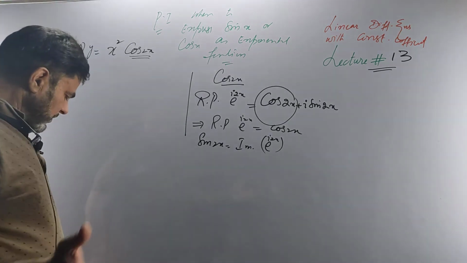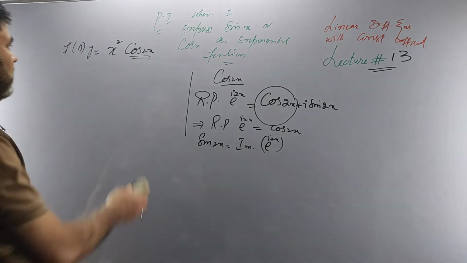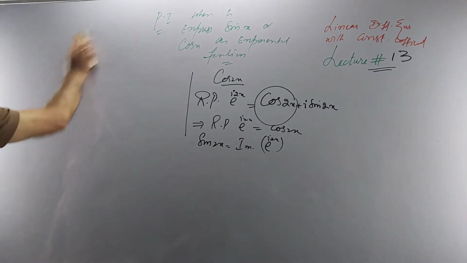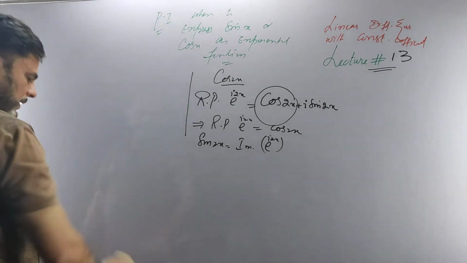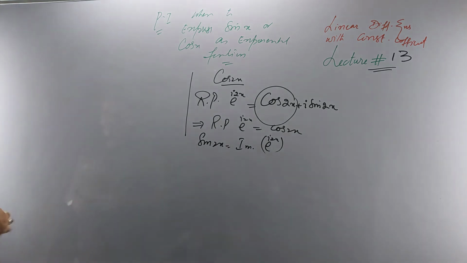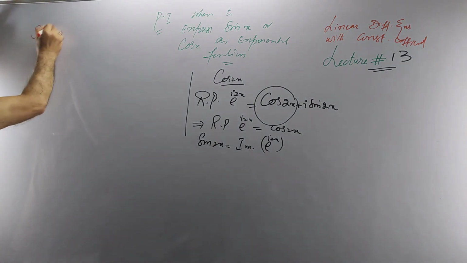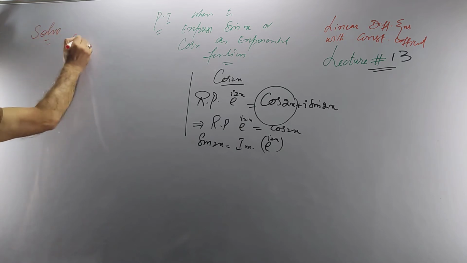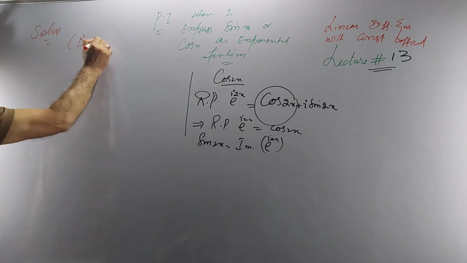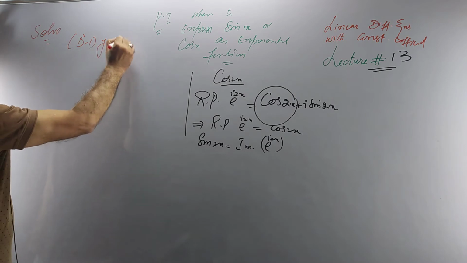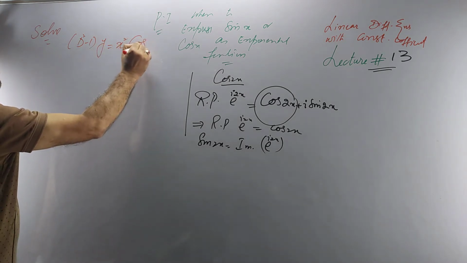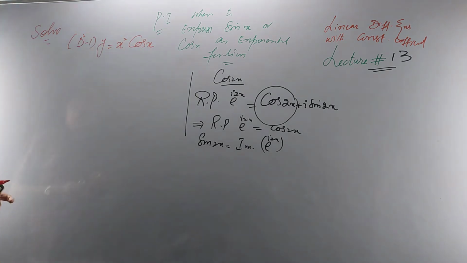So this way you can handle the right hand side. Let me share an example. Let us solve one linear differential equation with constant coefficients. Suppose we want to solve the simple equation (D square minus 1) y is equal to x square cos x. I will take x square cos x.